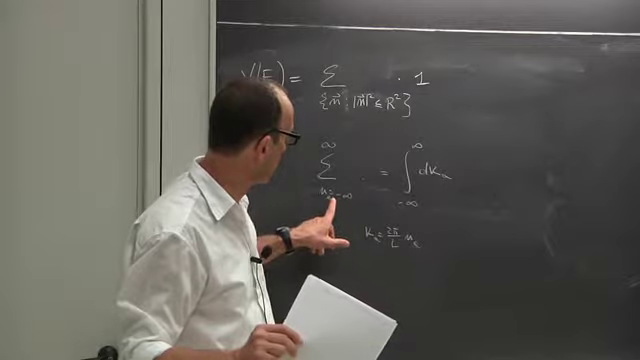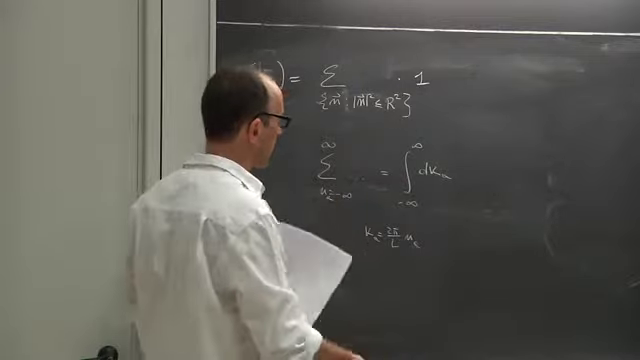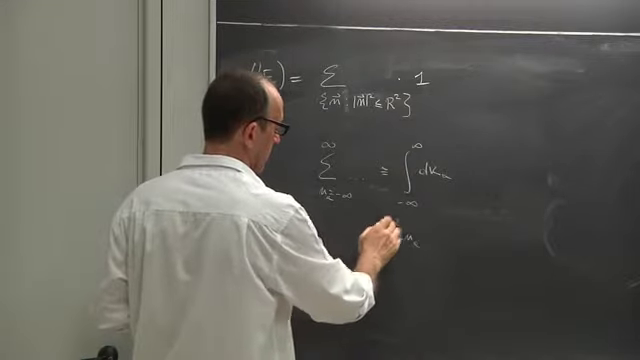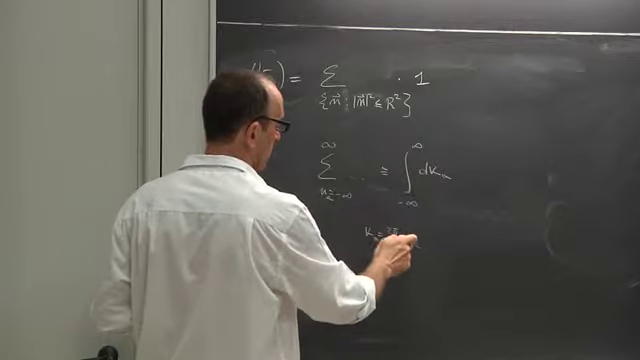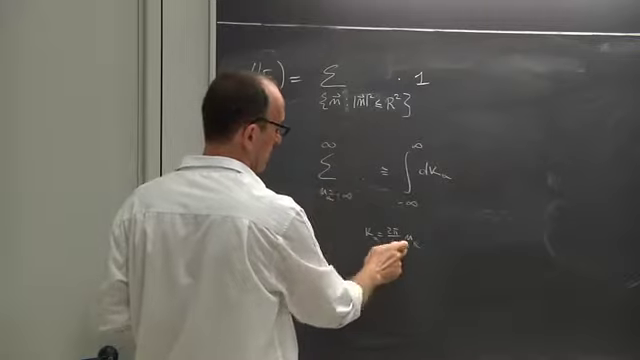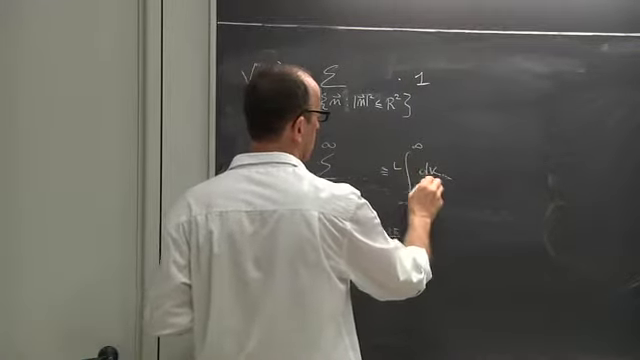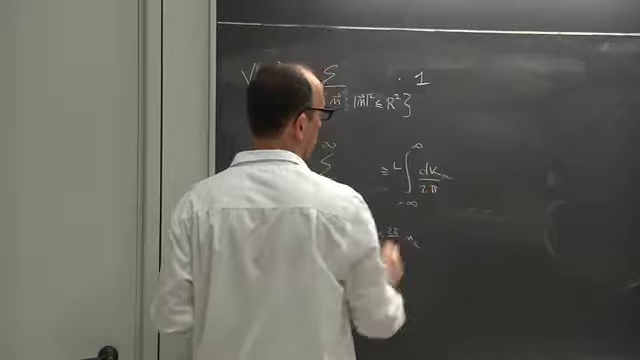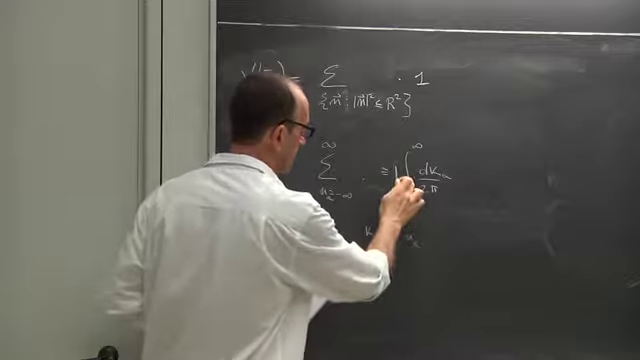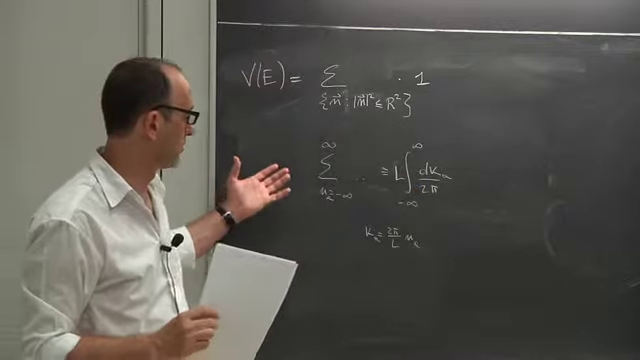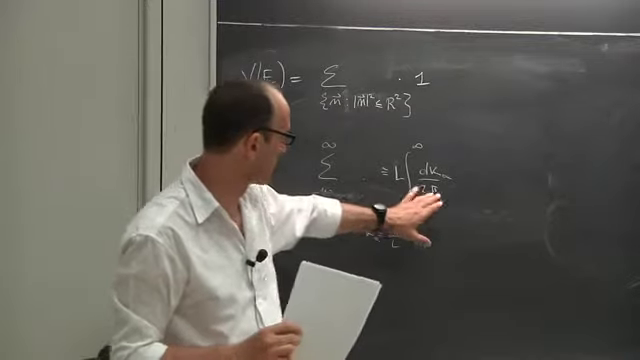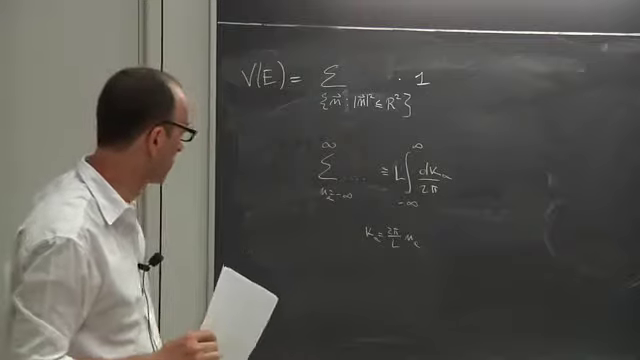So the sum over n can be well approximated by an integral in dn, and the coefficient here must be such that, of course, the dn here is 1. So the dk here is L divided by 2 pi. Okay? So this is a general formula you might have already seen, where you turn sums over occupation numbers, sums over integers, into integrals over momenta.